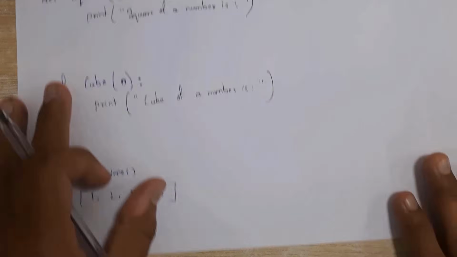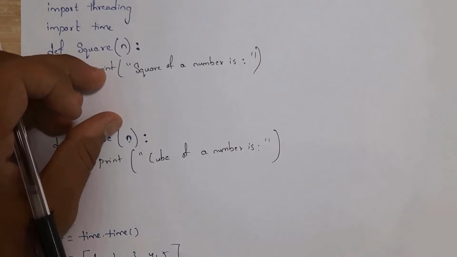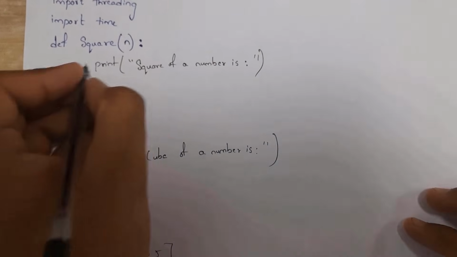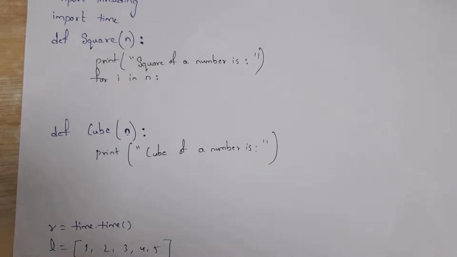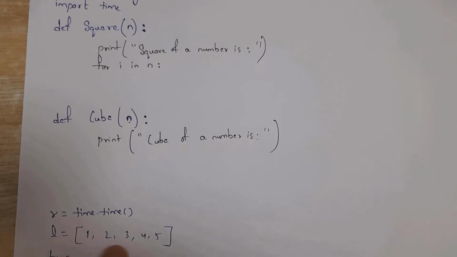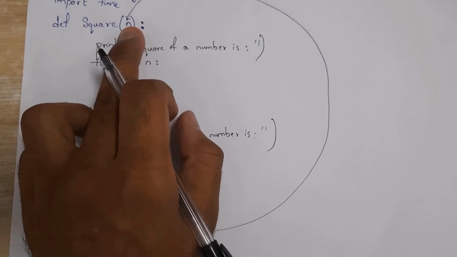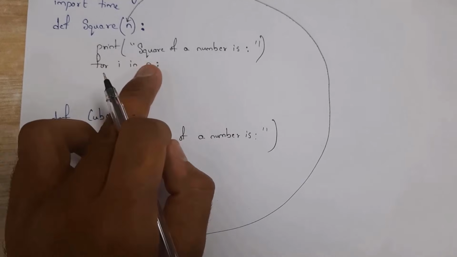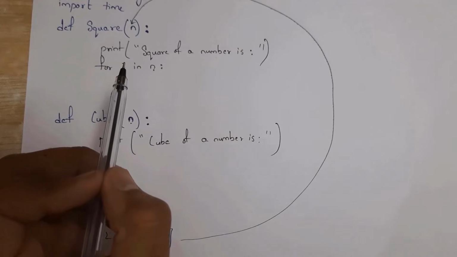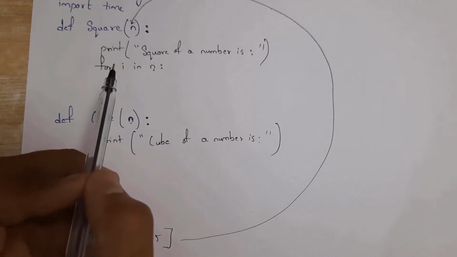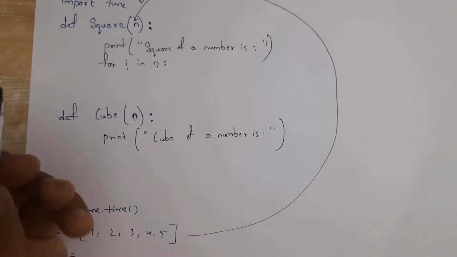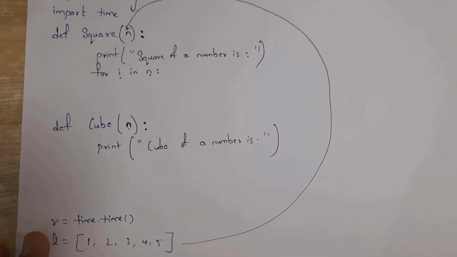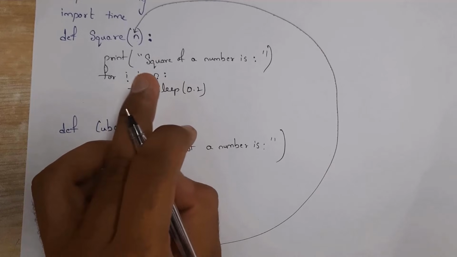Next, inside this square function, I am writing code in order to find the square. Just take a for loop. Just after the print statement, write for i in n. Whatever values are present inside L, all these values are passed to the parameter n. And whenever I write for i in n, whatever values are present in parameter n, all these values are stored in variable i. Now this variable i contains the list 1, 2, 3, 4, 5. But I don't want to execute the program directly. After a 0.2 second gap, I want to execute each line. So I wrote time.sleep(0.2).